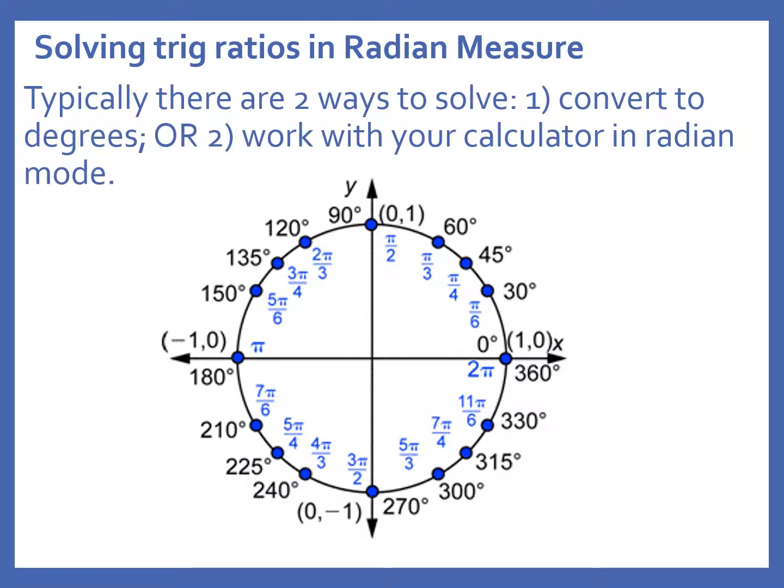Along with that, there's two ways to typically solve any trig ratio when they're in radians. You can convert to degrees, so we converted to degrees on Wednesday, or you can work with your calculator in radian mode. I'm going to encourage everyone today to work with your calculator in radian mode, but for a test, if I don't specify, then you really could do either of those two ways. To give you some time to copy down that circle, you could just hit pause, and once you are done copying it down, you can move on to the next slide.